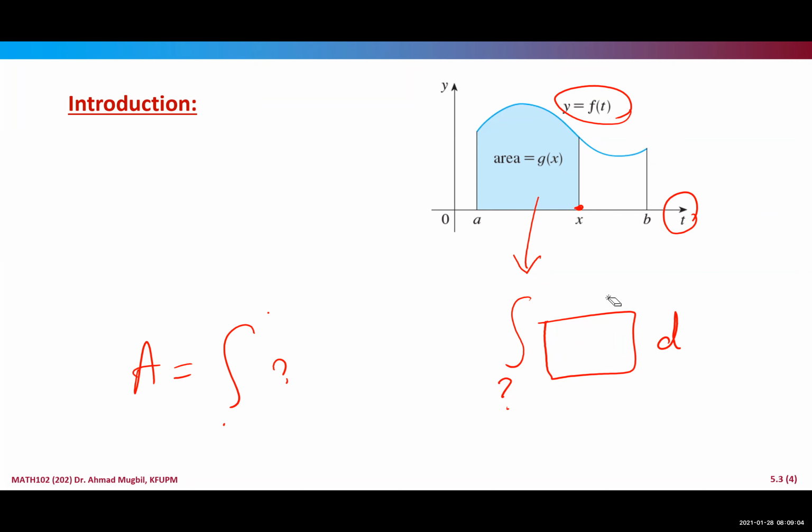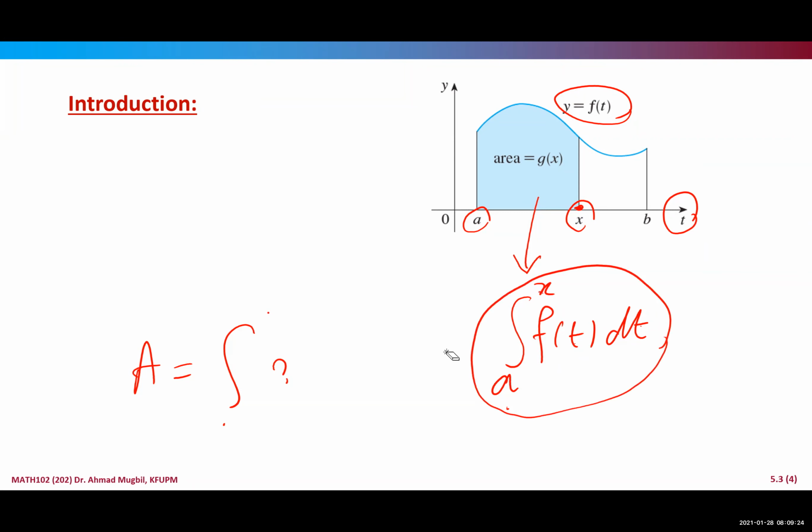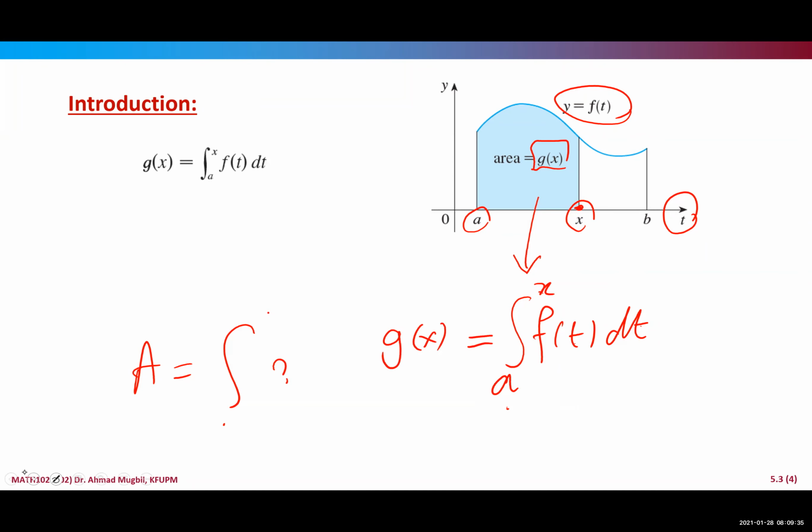So the integral will be the integral of f of t dt, because t is the variable of integration, from a to x. So it is also a function of x. It depends on x. So this is indeed the area. And what is the area? We call it g of x because it depends on x. So it is a function of x.